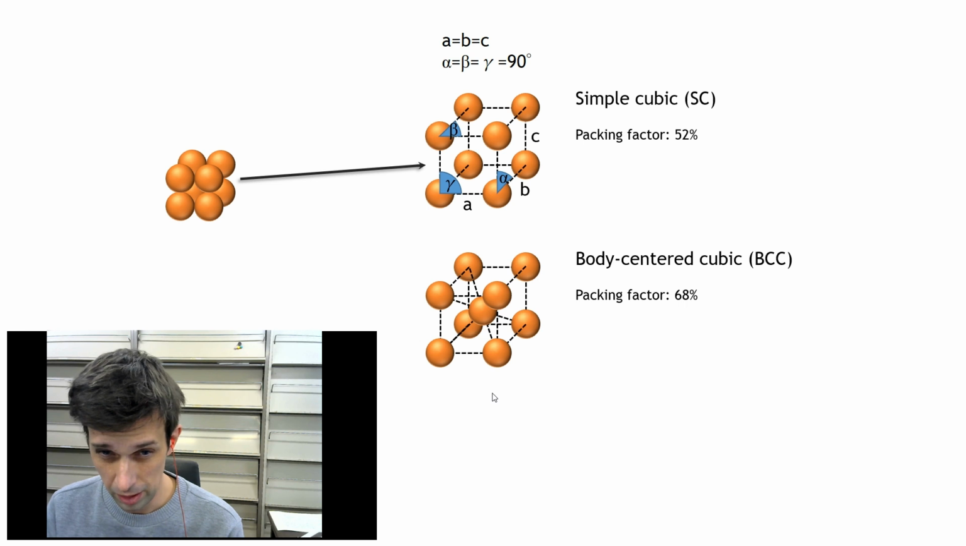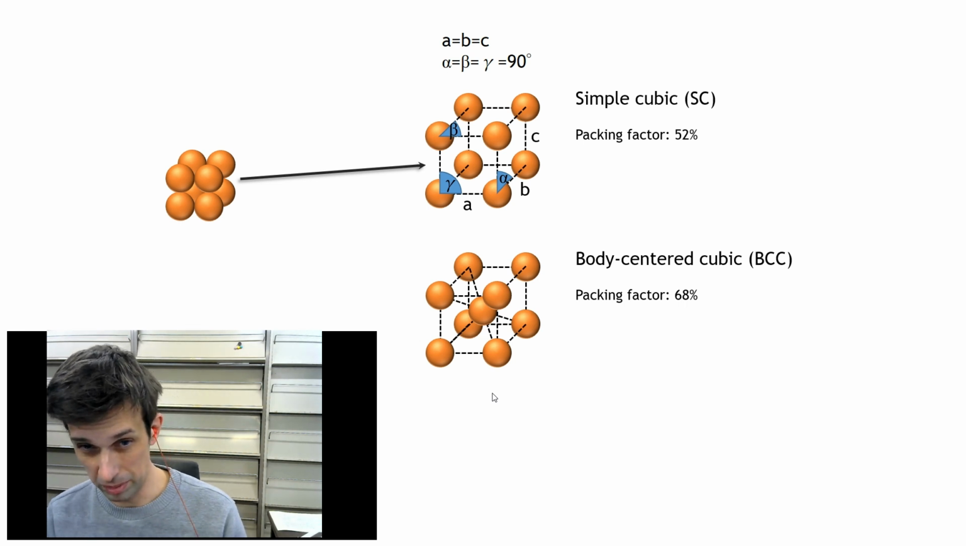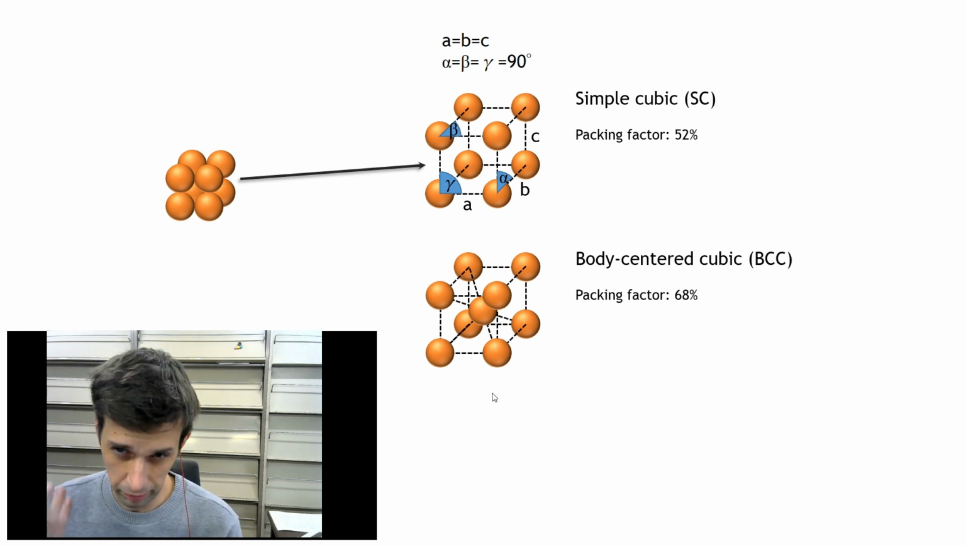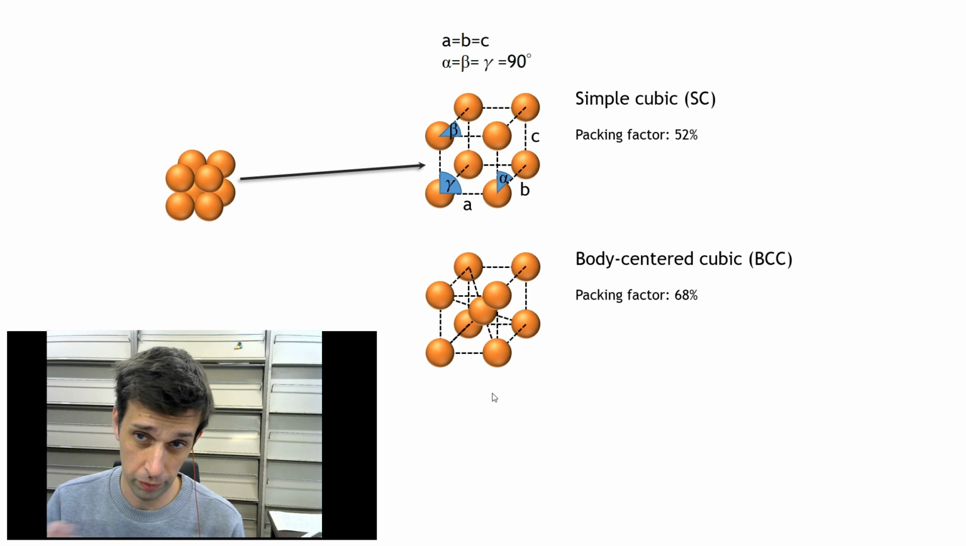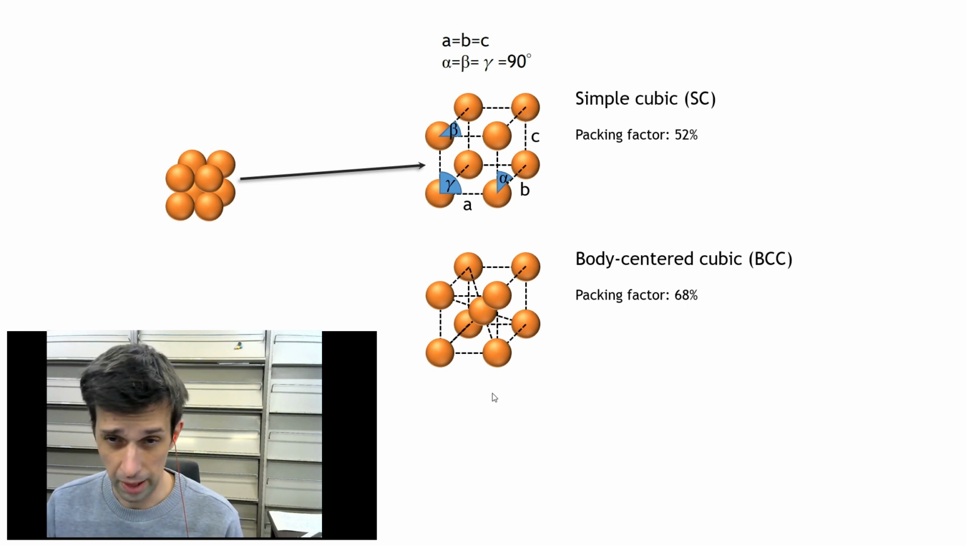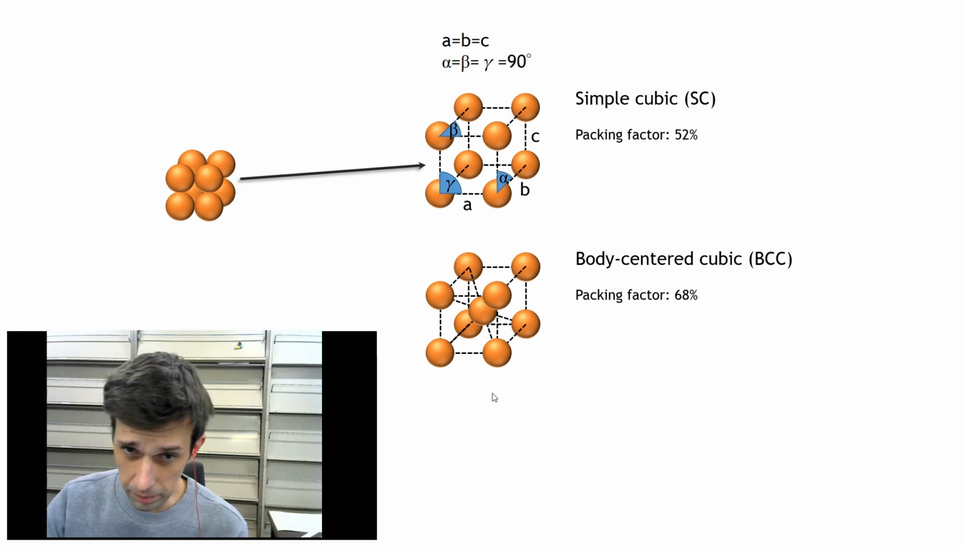In this case, of course, the lattice gets a little bit larger, but we have one extra atom in the center, and this increases the packing factor to 68%, from 52 to 68. And iron alpha is a good example of BCC, body-centered cubic structure.